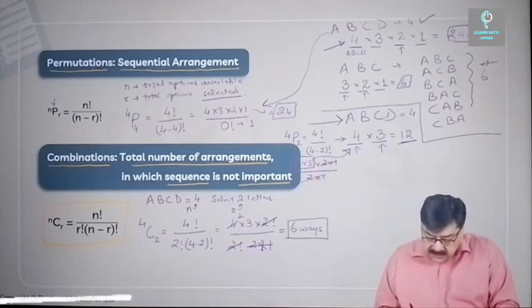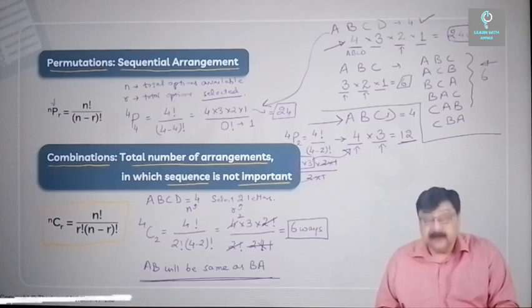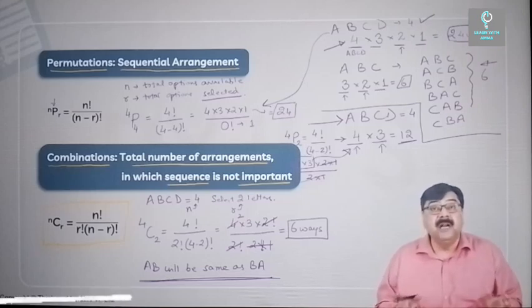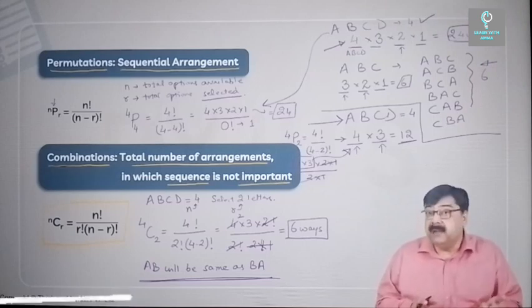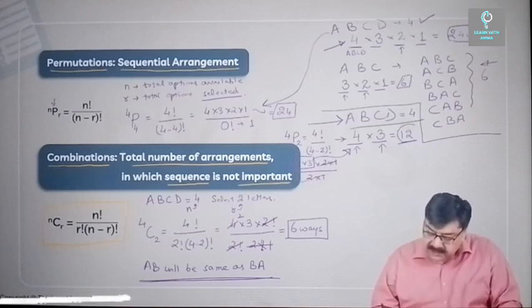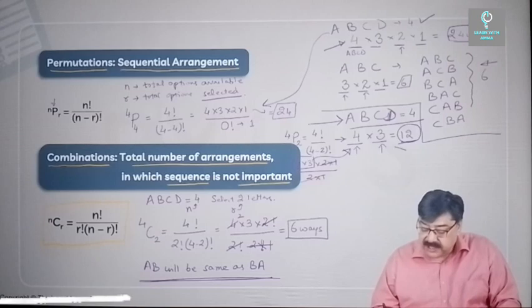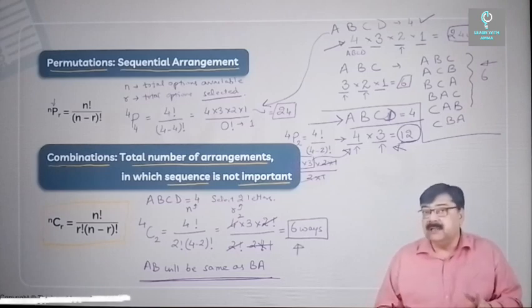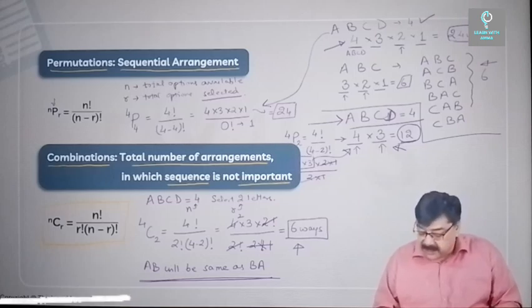Now why so? Because AB will be same as BA in case of combination, but in case of permutation, AB and BA will be different because these are 2 different sequences. In AB, A comes first and then comes B. In BA, B comes first, then A comes later. So here in this question, you saw that the various ways in which these 4 letters can be arranged, taking 2 at a time, would be 12, taking permutations into account, and various ways of selection of any 2 letters out of these 4, ABCD, will be done in 6 ways.